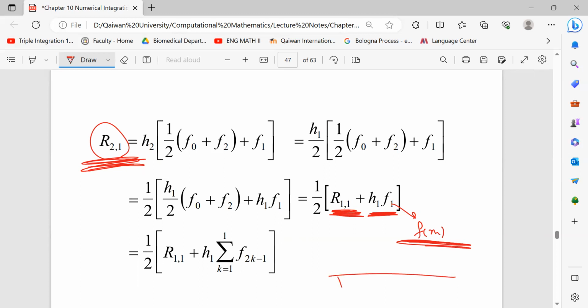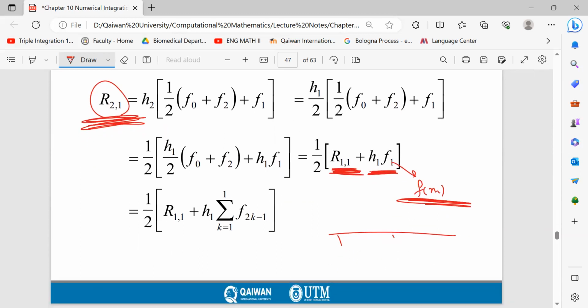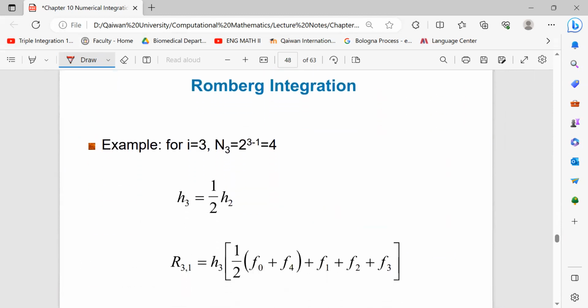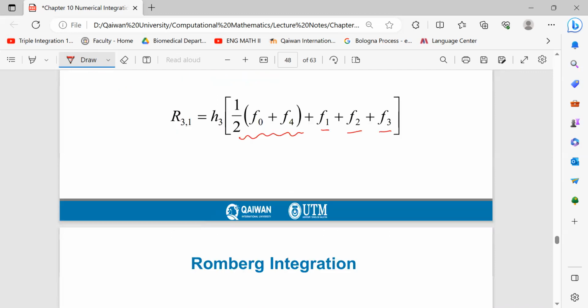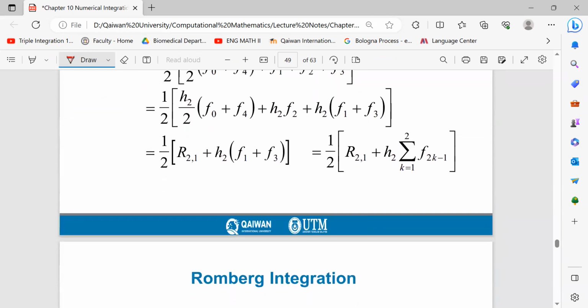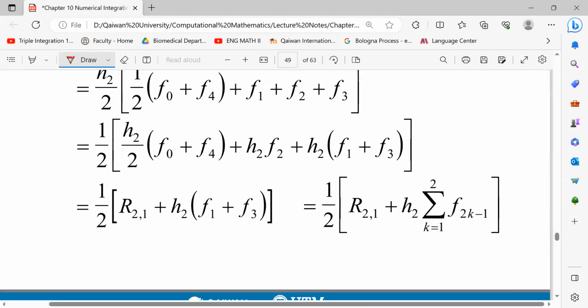As we have R21, it means we have two subintervals. This is X0, X1, X2. We need to find F of this value; this is F1. Then, for finding R31, it is half F0 plus F4 plus F1 plus F2 plus F3, all multiplying by H3. We need to write it in terms of R21, the one that we found before.